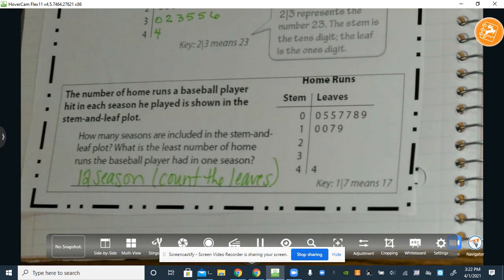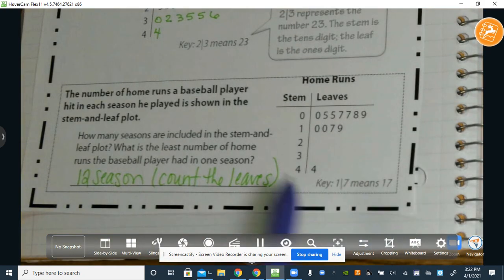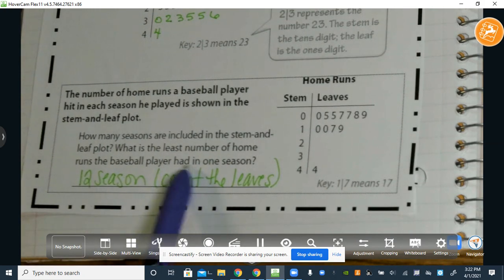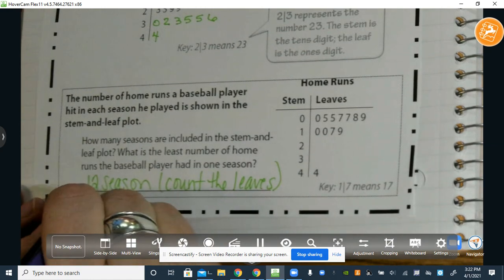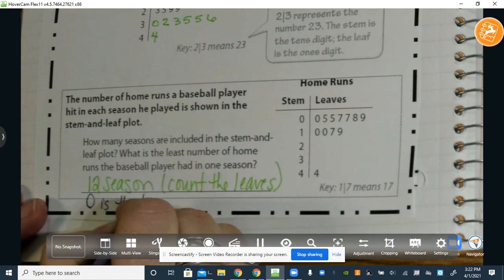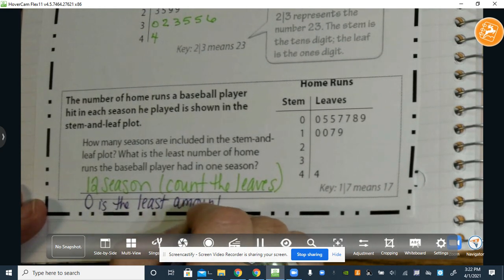That's a little light. Let me go grab another color real quick to kind of darken it up. Okay. Now, what was the least number of home runs the baseball player had in one season? So if I look, the least number is 0. So 0 is the least amount of home runs.